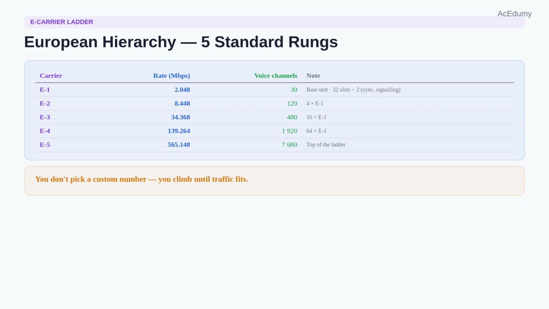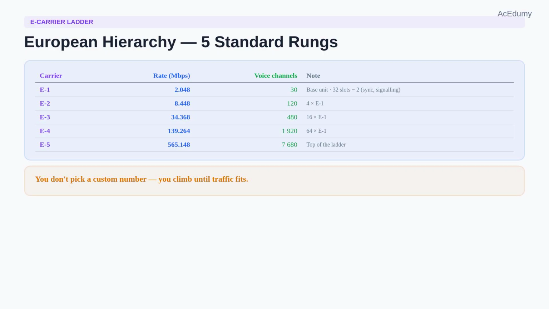E3, 34.368 megabits per second, 16 E1s, 480 voice channels. E4, 139.264 megabits per second, 64 E1s, 1,920 voice channels. And E5, 565 megabits per second, the top of the ladder.